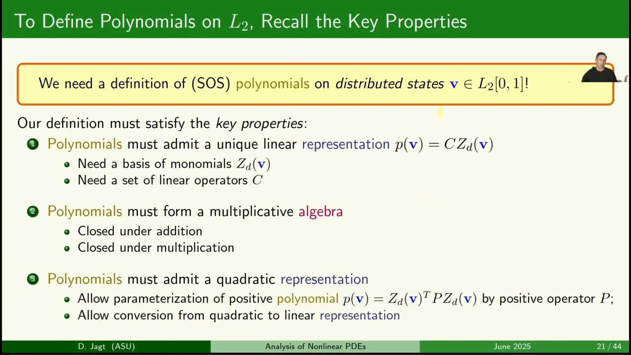So then how do we define polynomials on these function valued variables v, or these distributed states, as we may refer to them? Now, of course, this class of polynomials has to satisfy our key properties, namely, we must have a unique linear representation, it must define a multiplicative algebra, and we must have a quadratic representation if we're going to be performing this SOS program. So let us start with this first property, namely this linear representation. So in the finite dimensional setting, a polynomial is just a linear combination of monomials. So then how do we define monomials on such an infinite dimensional vector v?